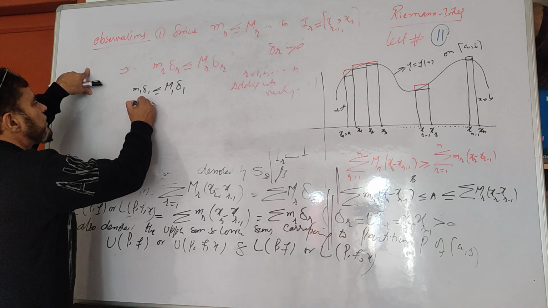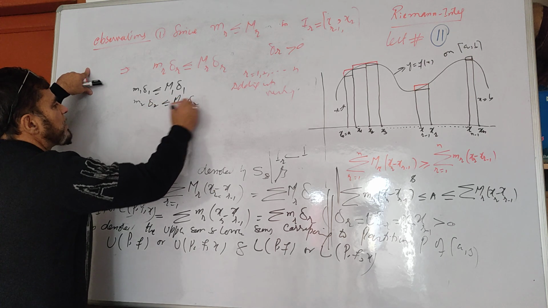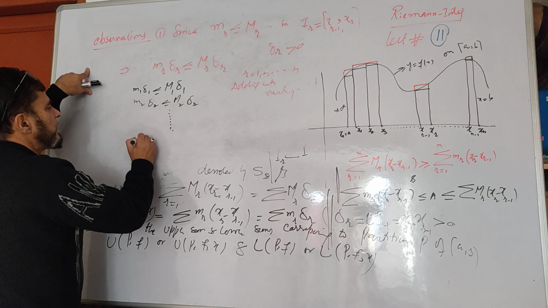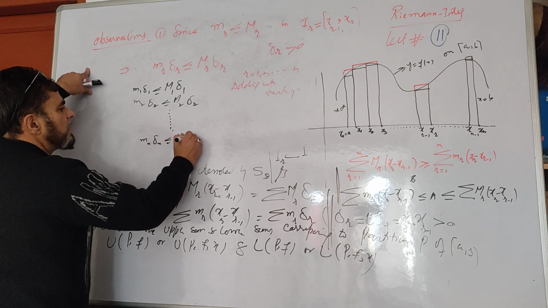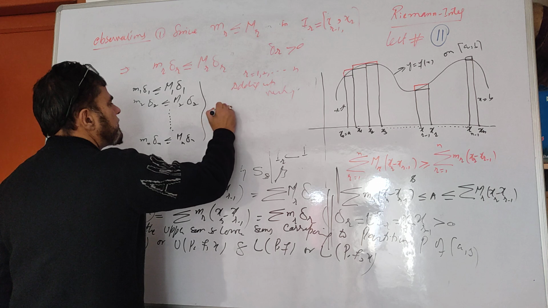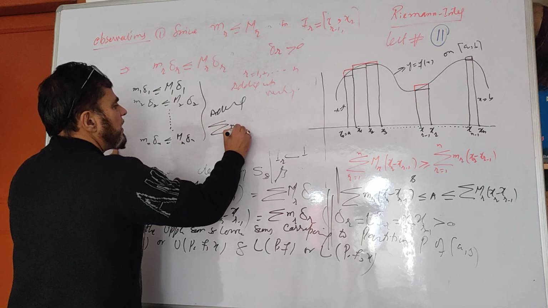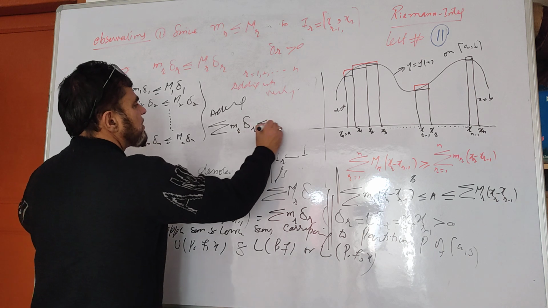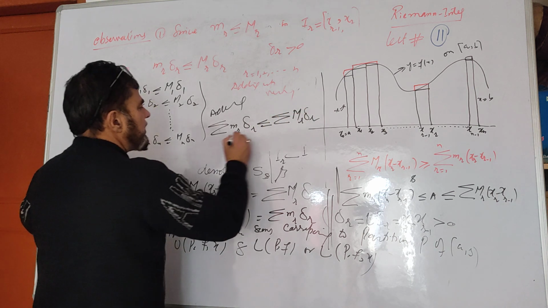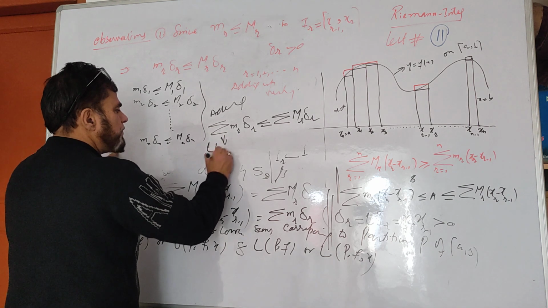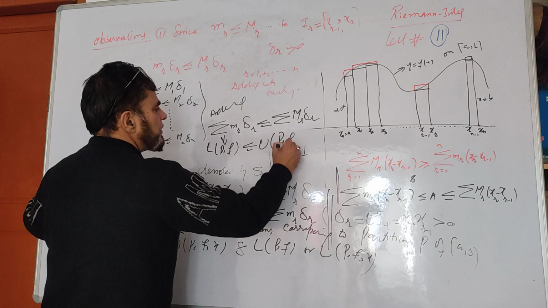This is m2 delta 2 is less than or equal to capital M2 delta 2, and so on. This is mn delta n is less than or equal to capital Mn delta n. When you add them, you get the summation of mr delta r is less than or equal to the summation of capital Mr delta r. That means you have proved that LPF is less than or equal to UPF.